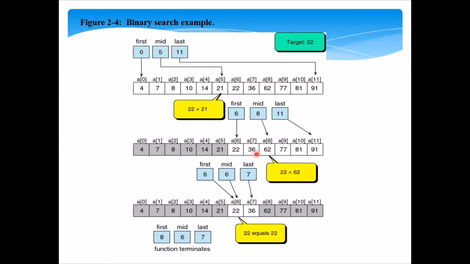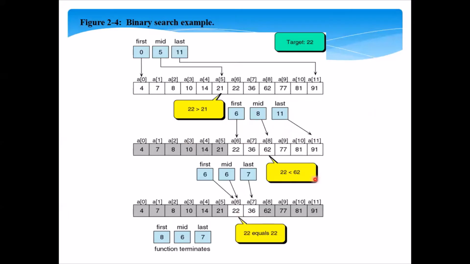Now, again, we're not going to change the first here, but we're going to move the last to 7. So how are we going to get that? If the first element is changed, we change it to mid plus 1. If we're going to change the position of last, it will be equal to mid minus 1. Mid is 8 minus 1, and that is 7. So we're going to point the last to position 7.